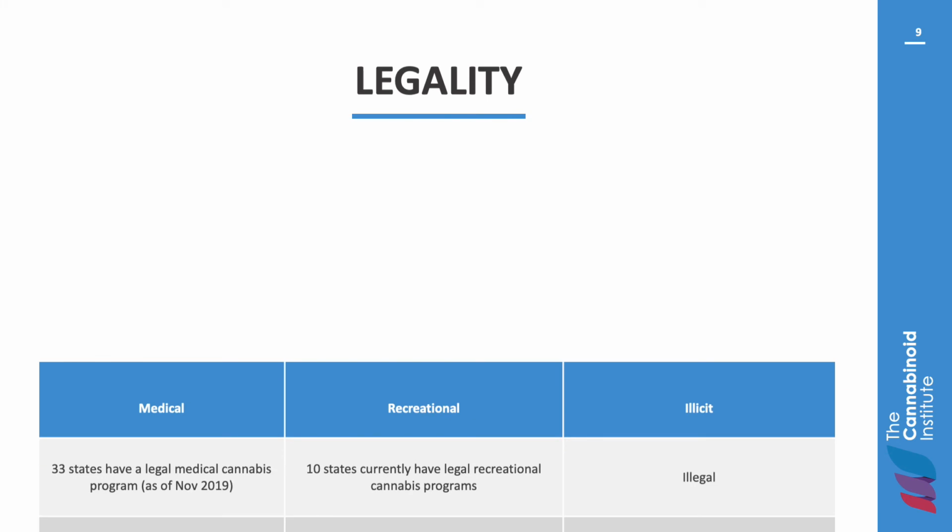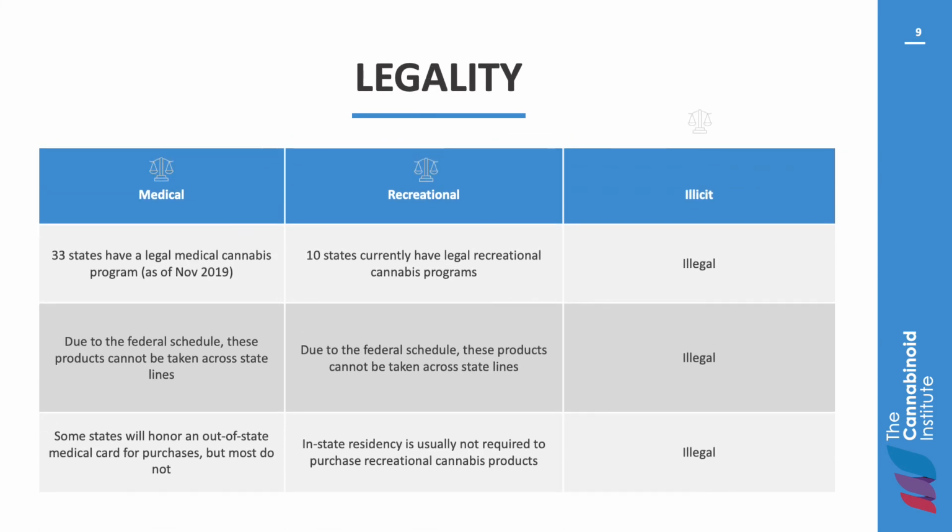As of the fourth quarter of 2019, 33 states in the United States have a legal medical cannabis program, and 10 states have a legal recreational cannabis program. Because cannabis is still federally illegal, neither medical or recreational cannabis products can be taken across state lines. This can pose a problem for patients, as some states will honor an out-of-state medical cannabis card, but most do not.